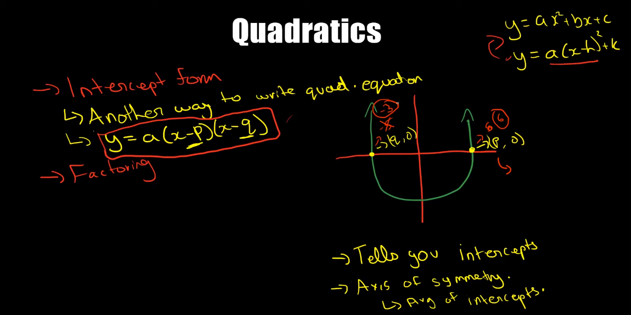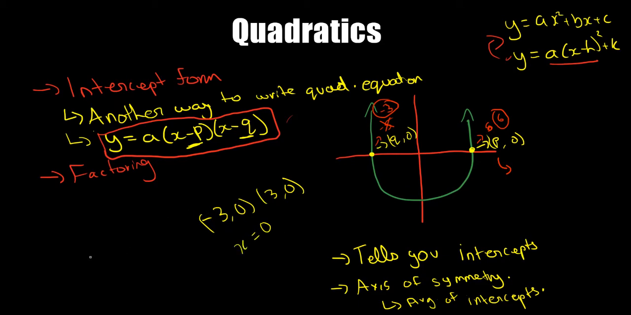Now usually with the y-axis you'll have something like (-3, 0) and (3, 0), and if you had that, then you would simply add the two of them and you'd get 0 as your mean. So hence your axis of symmetry would be x is equal to 0.